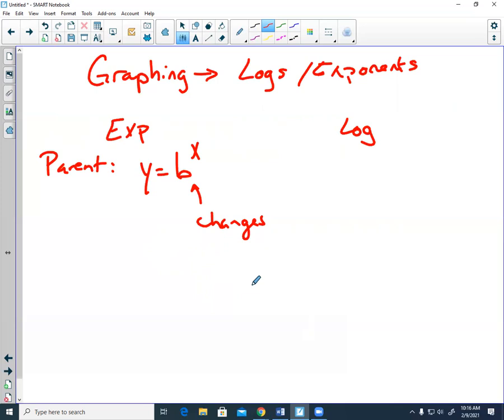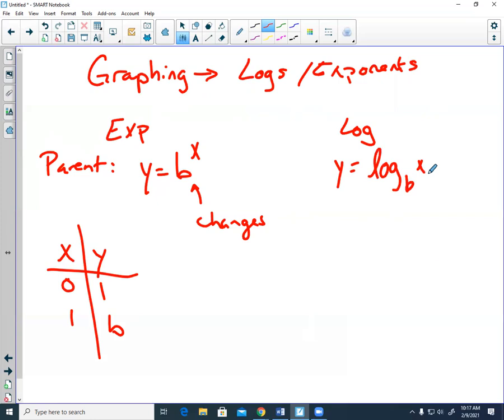When you are graphing the parent function, you start with your table. You only really need 2 points because you can figure out what's going to happen. When you plug 0 in for x, you will get 1 for y. When you plug 1 in for x, you will get whatever the b value is for y. Right? So you have those parent functions, and you're good. Okay? The next part is the log function. The log function has a parent function of y equals log base b of x.